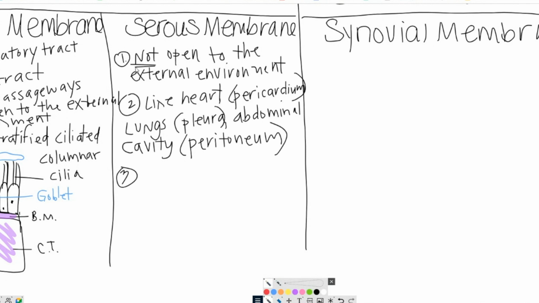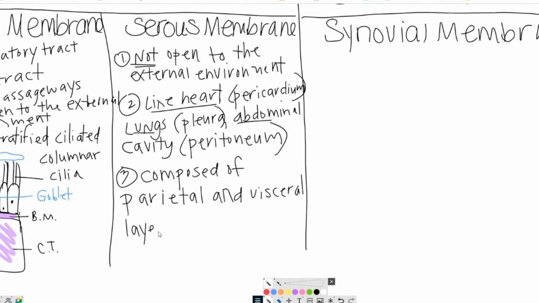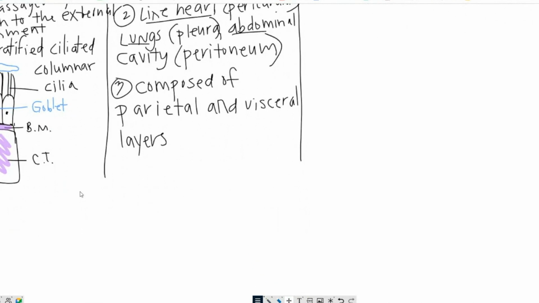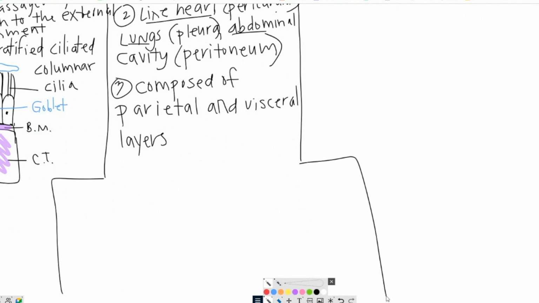It's going to line organs or the abdominal cavity. Now, unlike the other two membranes we just talked about, the skin and the mucous membranes, this is going to be composed of two layers, a parietal layer and a visceral layer. And you might remember that back from chapter 1, when we did an overview and learned about the parietal and visceral layers. So we're going to have two layers here.